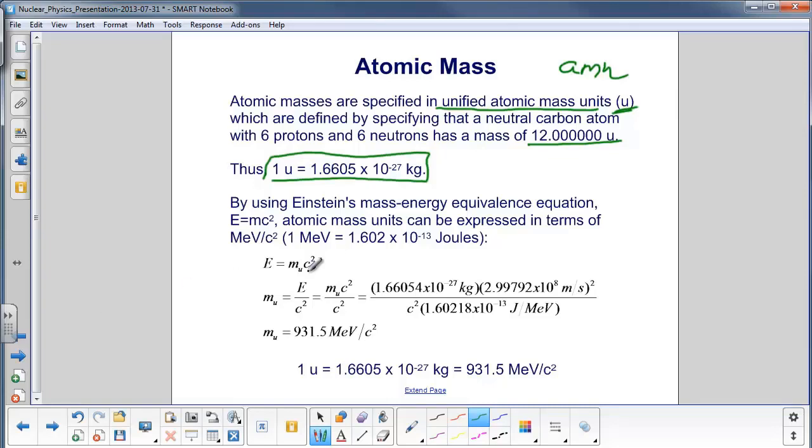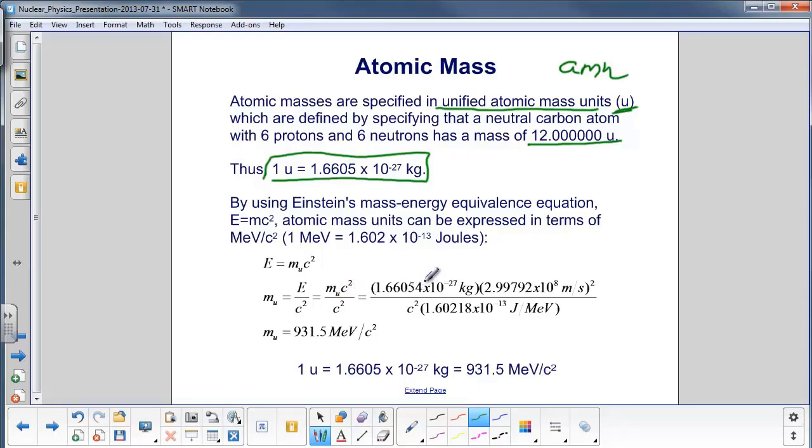So we use Einstein's E equals mc squared, and we also have another unit of energy here. Joules is what we were taught first semester in mechanics. We now have a thing called the million electron volts. So 1 MeV is 1.602 times 10 to the minus 13 joules. We take Einstein's equation, divide through by the speed of light squared. See the c squared there? And then I plug in the mass of an atomic mass unit in kilograms. That's this guy right here, comes down to here.